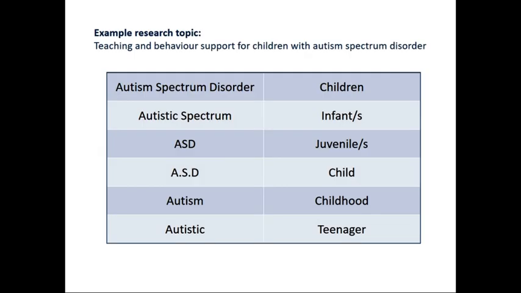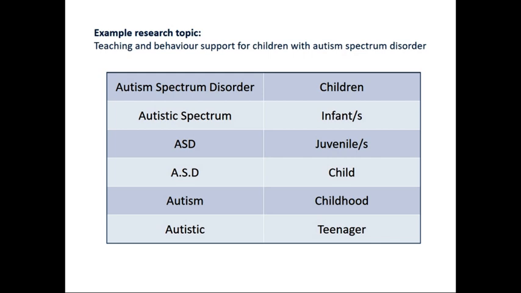So what we're looking at today is the same topic that is in our other videos, which is teaching and behaviour support for children with autism spectrum disorder. So on the screen here we have two columns that represent some keywords for different things relating to this topic. The first one relates to autism spectrum disorder, and the second relates to children.